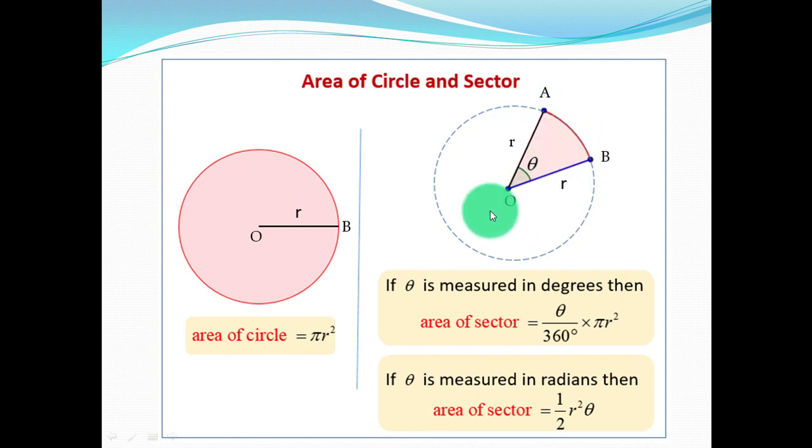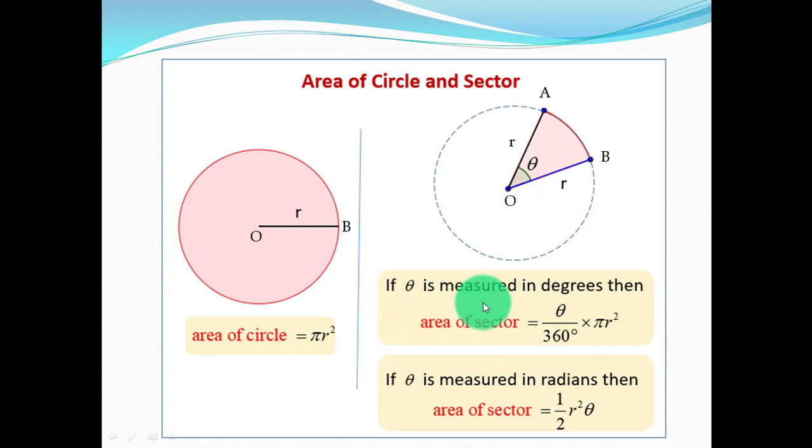For example, here we take a radius at point B, then it is rotated with the angle theta to point A. Then this part of the circle, AOBA, is called a sector of this circle with the angle theta. The angle covered, theta, out of the total 360 degrees. Here we can say, what is the formula?